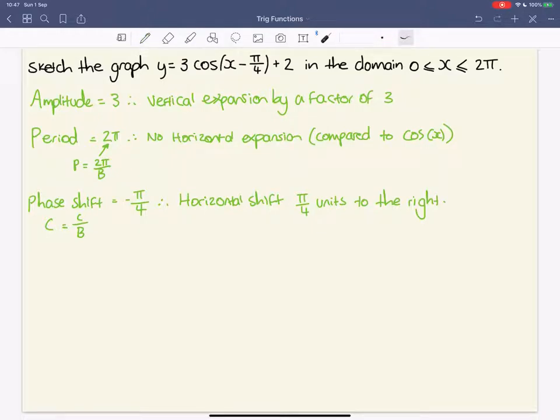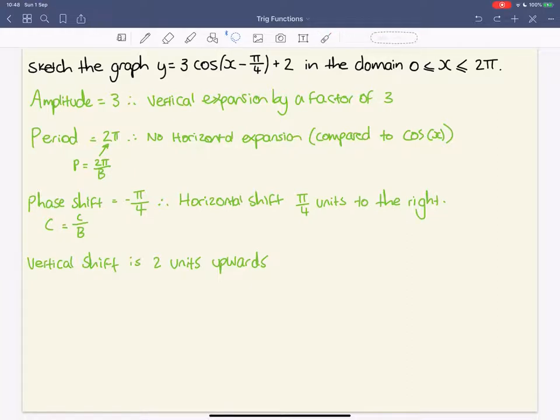Last but not least is this, in the D position, and that tells us our vertical shift. We can just look at our vertical shift and tell in which direction our function is going. It's just going upwards 2 units. There's no formula involved. It's just whatever that number is. So the vertical shift is 2 units upwards, because it's positive. All right, so they're the things that we know.